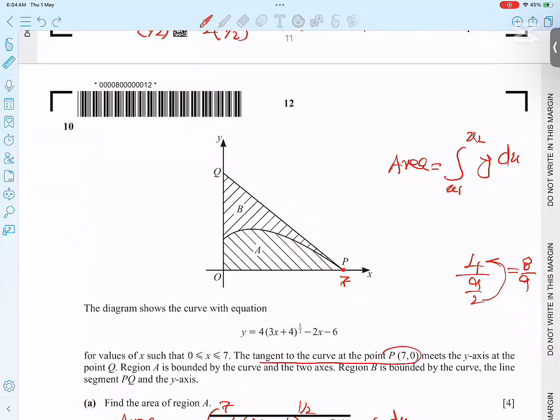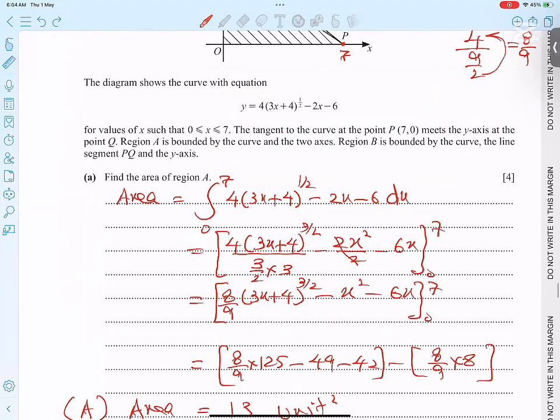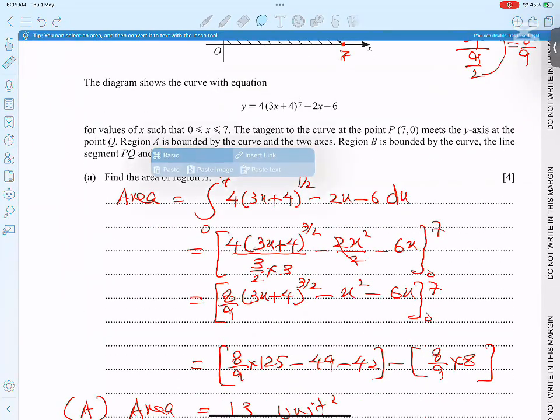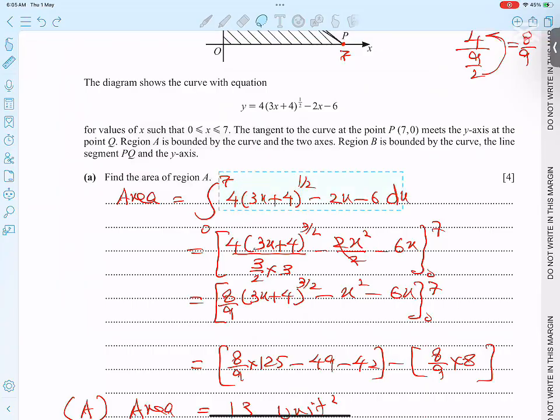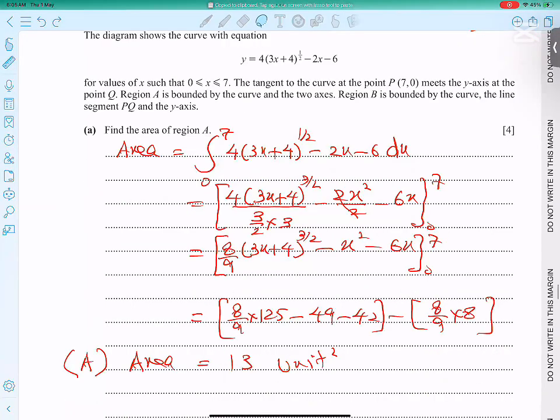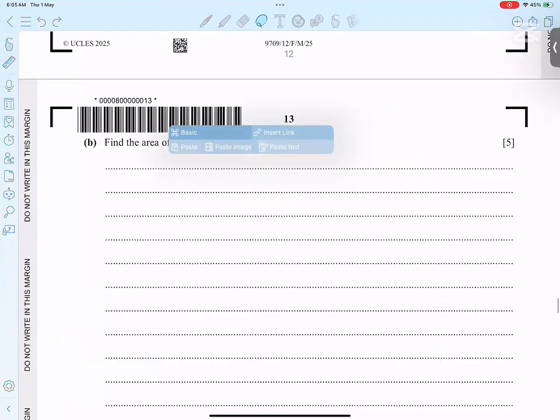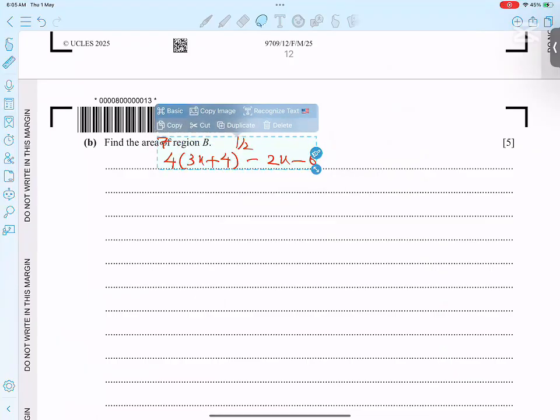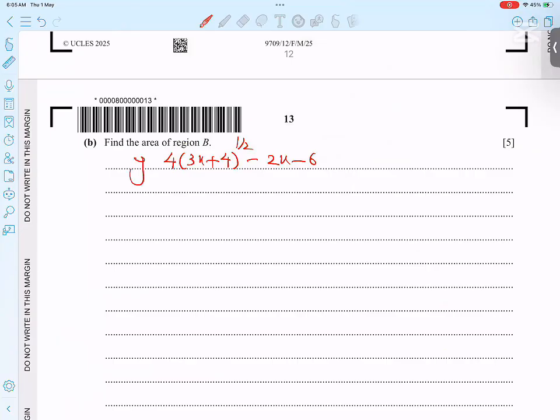tangent to the curve at the point P(7, 0). And how can we do it? This is the equation of the curve. Wait a minute. I'm copying from here and pasting here. Okay, and let's start. So this is y.